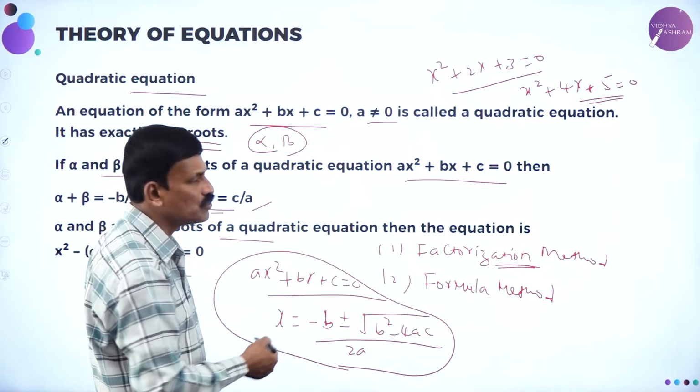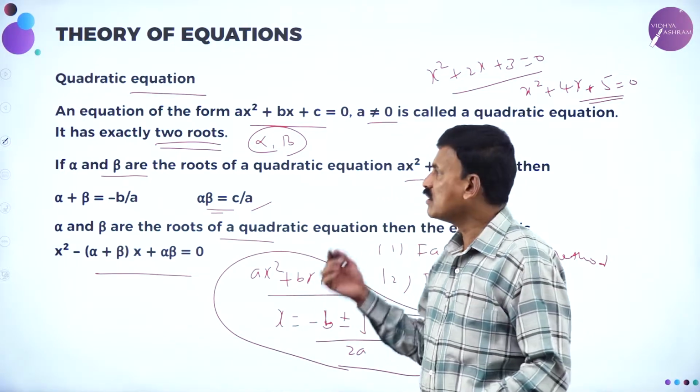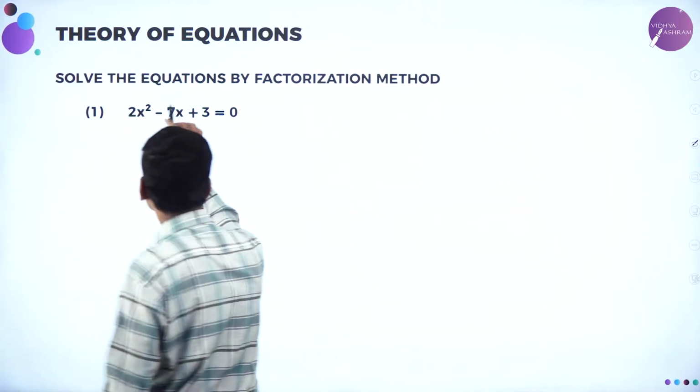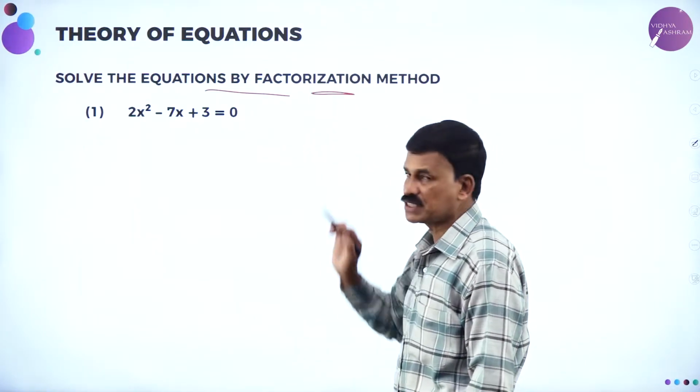So using these two concepts we are going to solve. Let me take a few examples based on this. Now let us come to the first problem. The first method is called solving the quadratic equation by the factorization method.